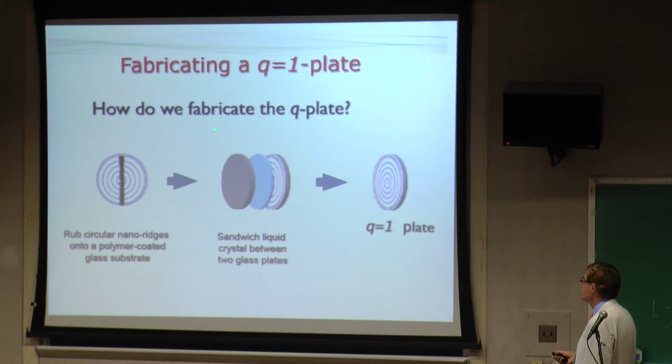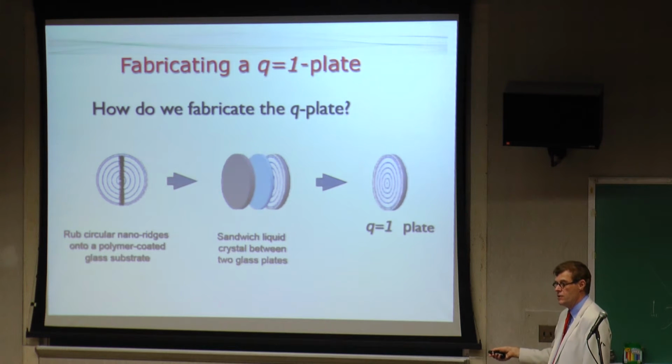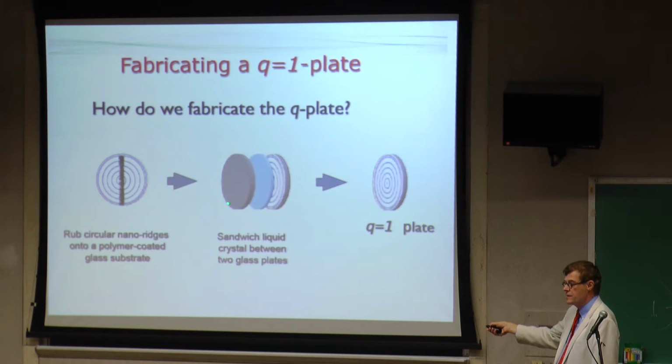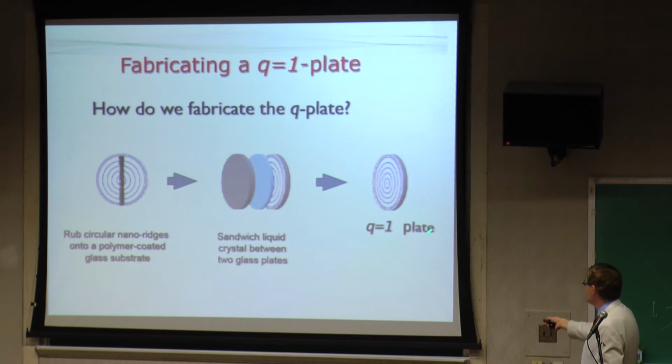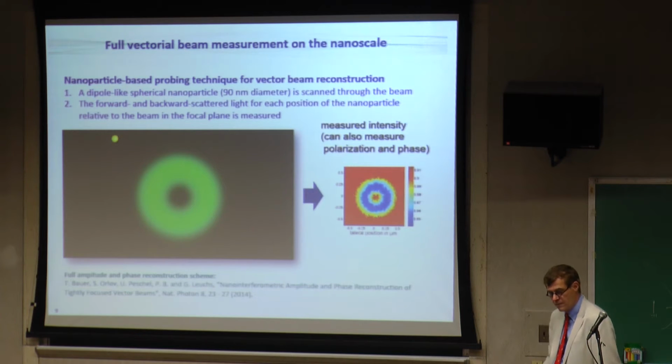Okay, how do they actually fabricate the Q plate? They take a substrate, they rub it in the azimuthal direction, they put liquid crystal molecules down, the molecules tend to align in the grooves that they have put there. Then they make a sandwich by putting a superstrate on top of it, squish it together, and there is your Q equals 1 Q plate.